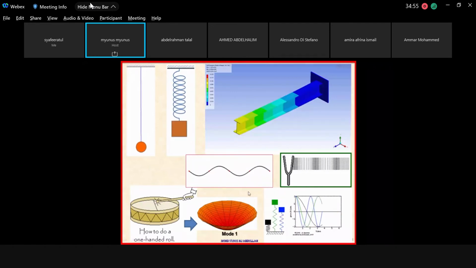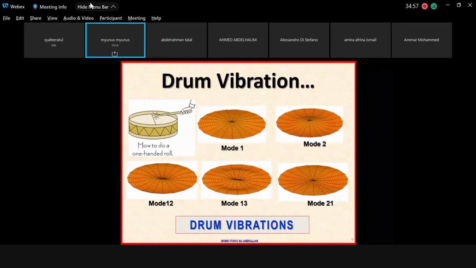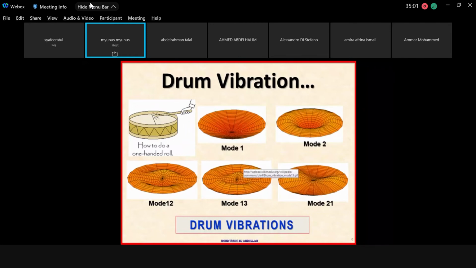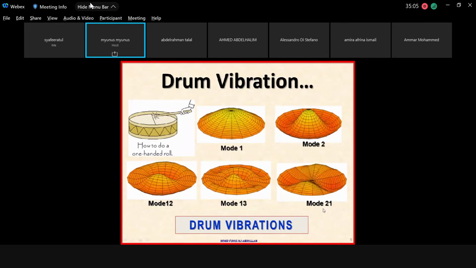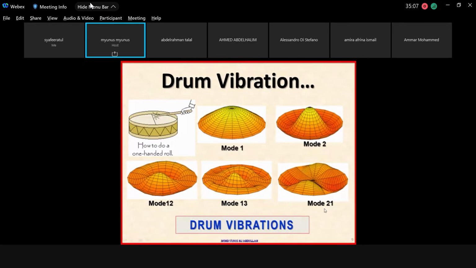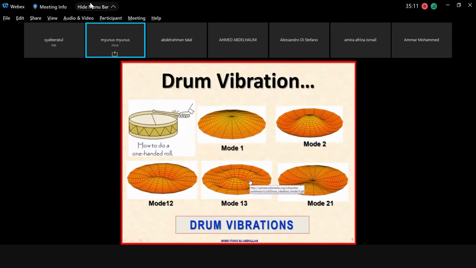This is a very interesting topic. Yeah, this one, you have so many modes here. The easiest one is mode 1 up to mode 21 or mode n, for example. It depends on how much information you want to collect from the drum.